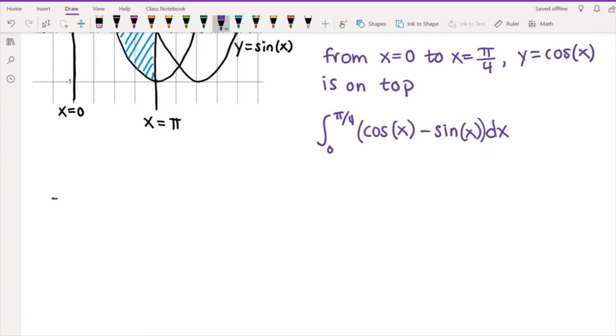So what is that area going to be? Or what is that antiderivative going to be? So the antiderivative of cosine is just sine. And then the antiderivative of negative sine is cosine, right? Because the derivative of cosine is negative sine. So because we have minus sine of x, that's just going to translate to having an antiderivative of positive cosine of x. And so we're going to evaluate that at pi over 4 and at 0.